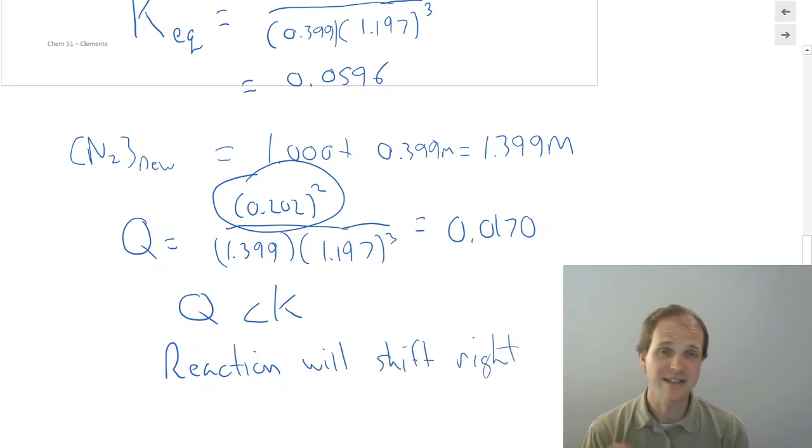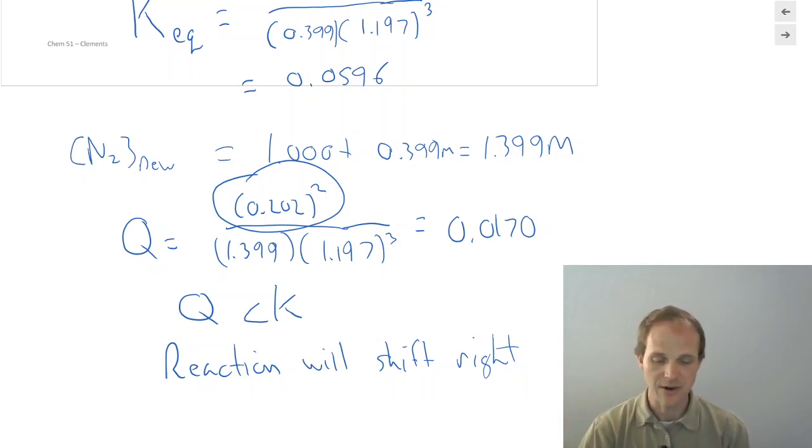And again, Q doesn't tell us how much it's going to shift right. Is it a lot? Is it a little? It just tells us that it will. We'd actually have to do those equilibrium calculations, the ICE tables, the solving, all that kind of stuff, if we wanted to figure out exactly how much it's going to shift right. But for now, we're just saying, what does it do?